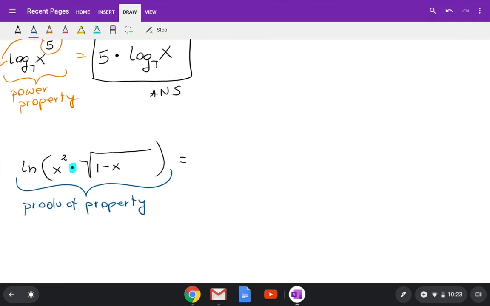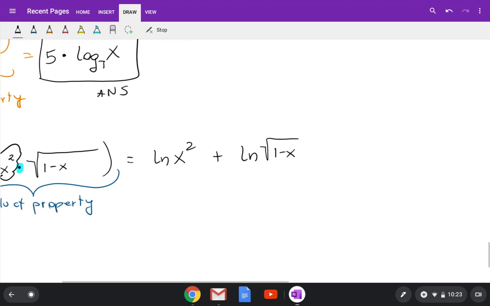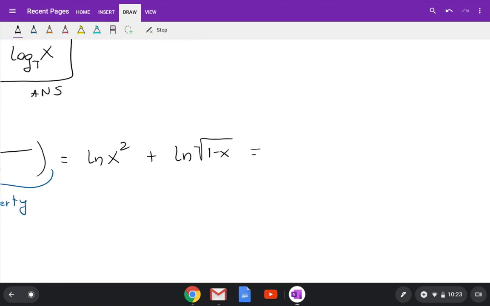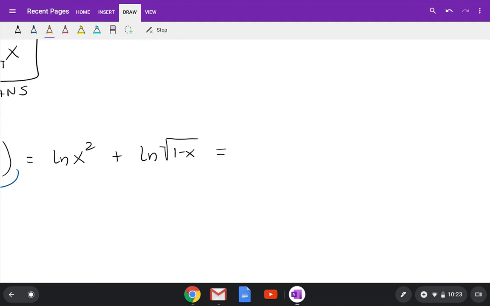Log of product is equal to the sum of logs. So we're going to rewrite that as ln of x squared because that's your first expression. And that product becomes sum plus ln of square root of 1 minus x. And you need to expand it, okay? So this is not complete yet. Okay, so we have to continue. Now, you have to have your properties in front of you because hopefully by now you see that we have a power property here. You see power, that means it's power property.